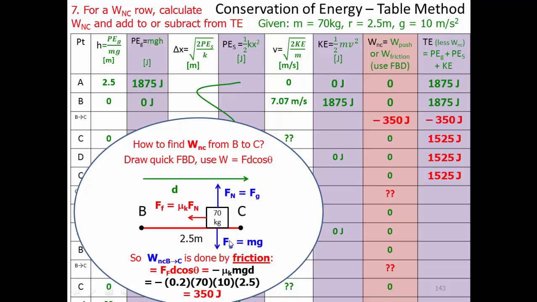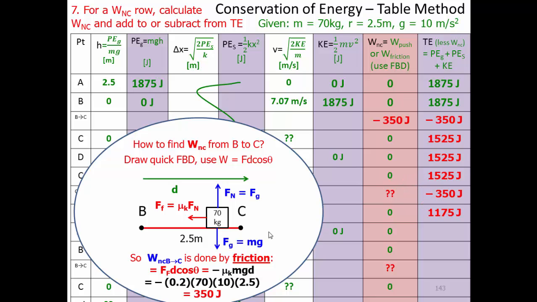My normal force and gravitational force don't change. My mu k doesn't change. So everything is the same with the exception of my displacement vector and my friction vector have just flip-flopped. But we still have a 180 degree angle between them, and I still have a negative 350 joule loss. And so every time I pass across this entire track, I'm going to lose 350 joules of energy.